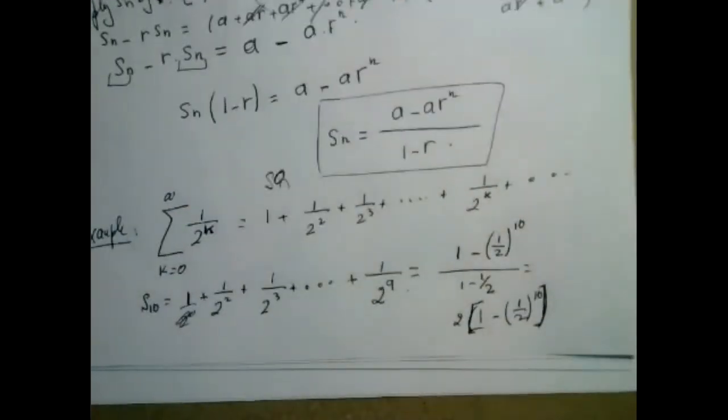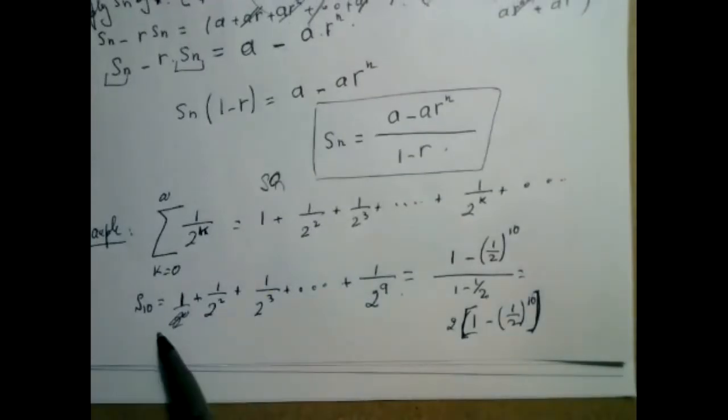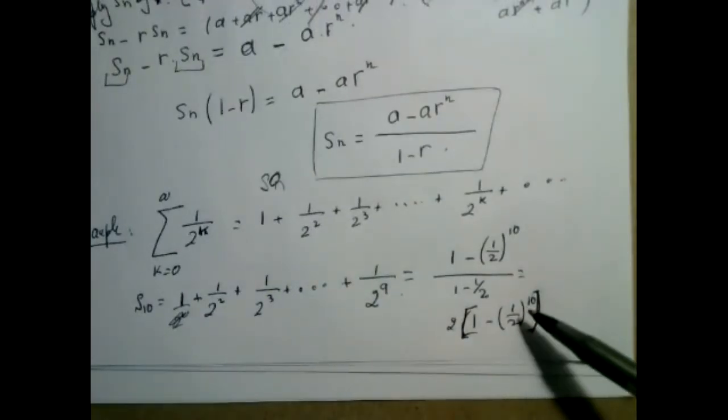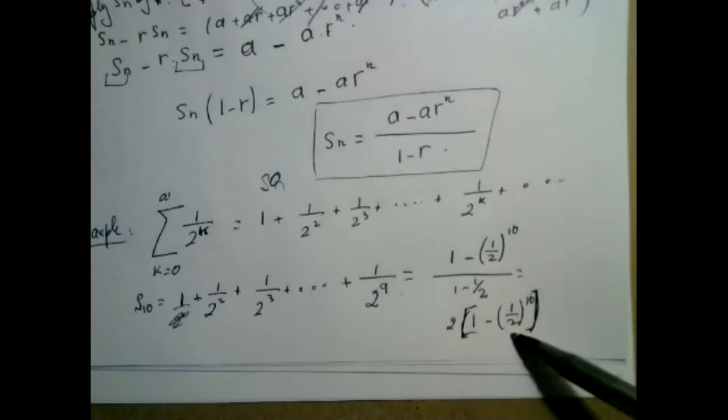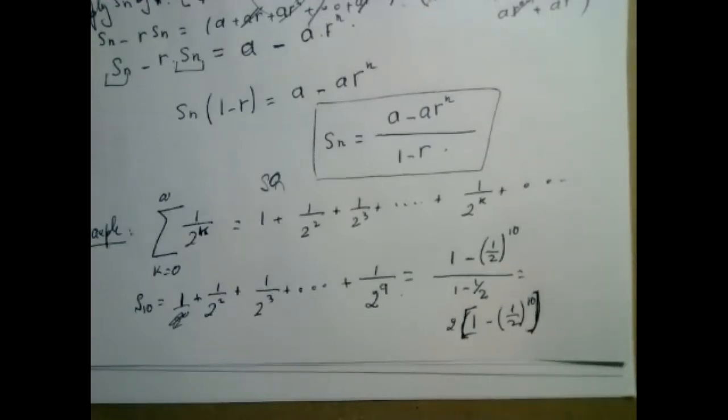Okay. Is this going to be a small or a large number? What do you think? Is a half to the power 10 going to be small or large? Small. That's a number less than 1. When we take it to a large and larger value, this is going to be a very small number. Even if you take 1 over 2 to the power 10, it's very small.